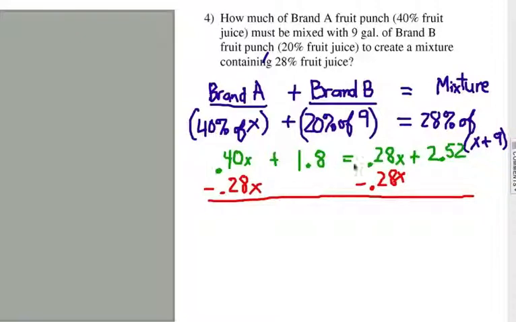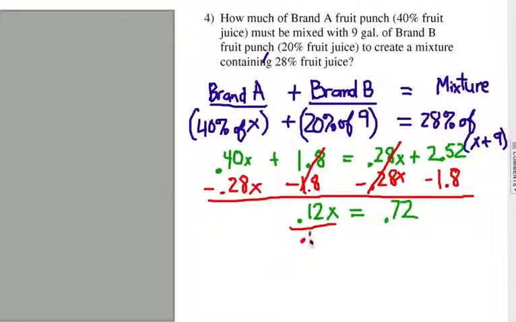So, performing some steps in algebra here, we're going to subtract 0.28x from both sides, and we're going to subtract 1.8 from both sides. So then our x term will be on the left, and our constant term will be on the right. At this point, we have 0.12x equals 0.72. Solving for x, of course, in our final step means we're going to divide both sides by 0.12.